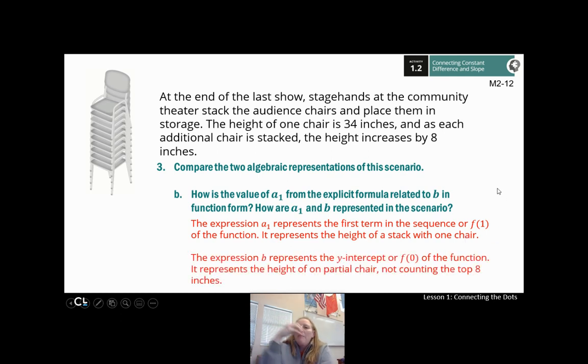However, when I'm looking at b in my function form, remember that b is when x equals 0. So I'd have 0 chairs? Not exactly. In function form, the expression b represents the y-intercept, or f of 0 of the function. So it represents the height of a partial chair. Of one, sorry, that should say one, not on, of one partial chair, not counting the top 8 inches, which is weird. I guess you cut off a chunk of the chair. It's rough.